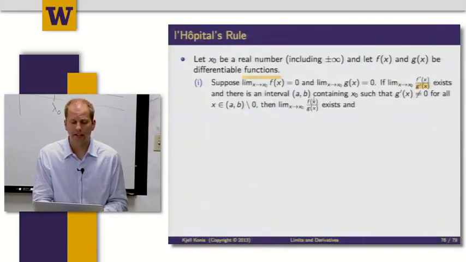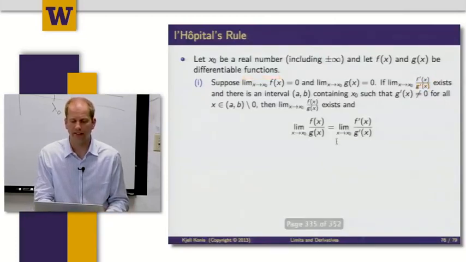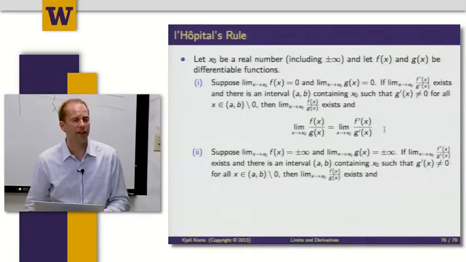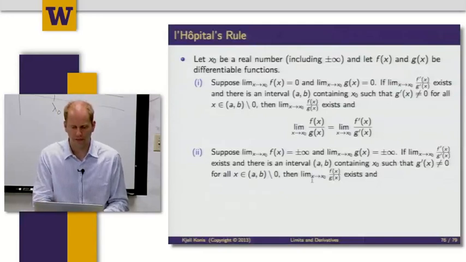Then the limit of f of x over g of x, so this is not the derivative anymore. This is the two original functions. So this could be sine x divided by x as x goes to 0. It exists, and it's equal to the limit of the derivatives as x goes to x0. And I think this will be more clear once I show an example.